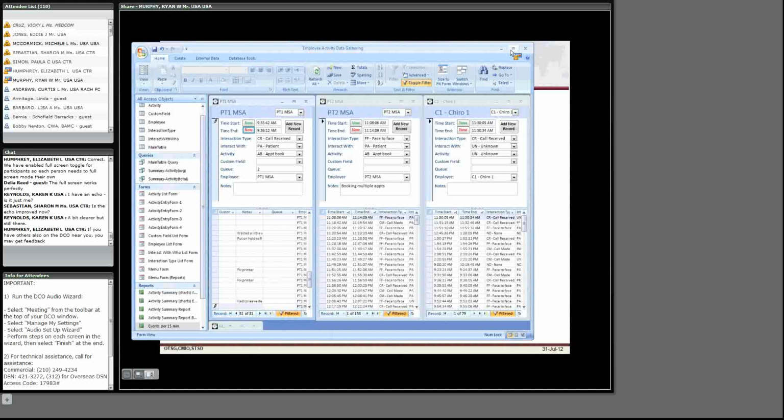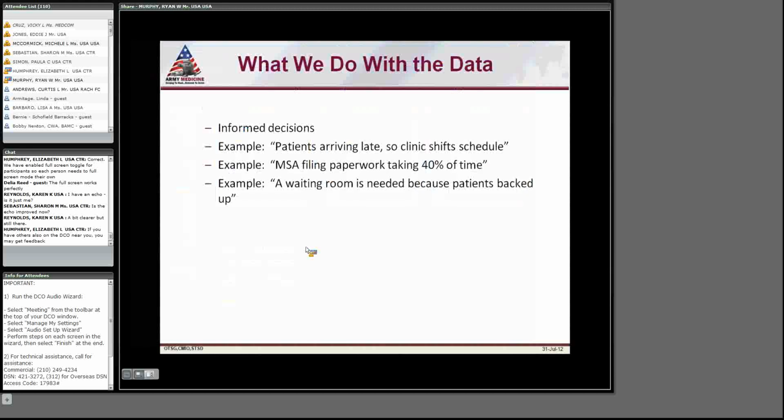Okay, I'm going to go over what we do with that observation data in this next part. So what do we do with all this data? We use it to make informed decisions. It also gives us credibility, because if we walk into a clinic and say we have recommended changes, or I'm here to help you, or we're workflow analysts, they sometimes don't accept it. I've actually had them ask, what gives you the skills to do this, or why are you able to do this and we're not?